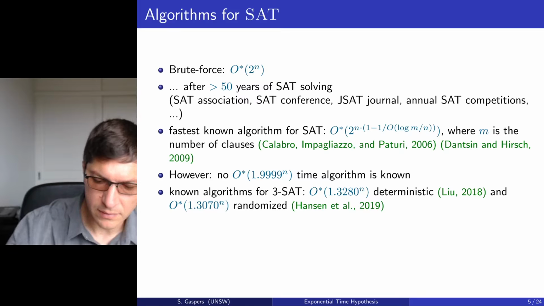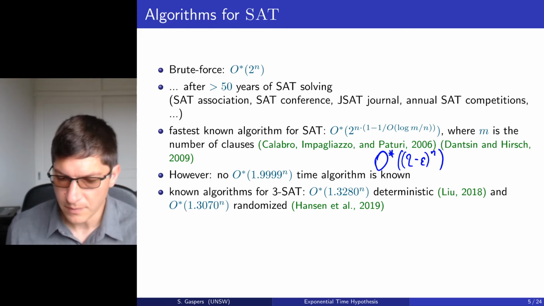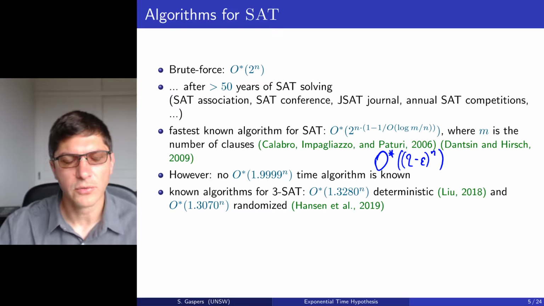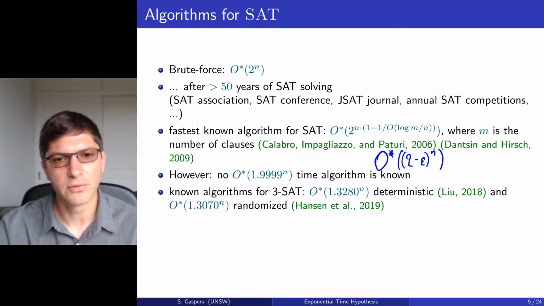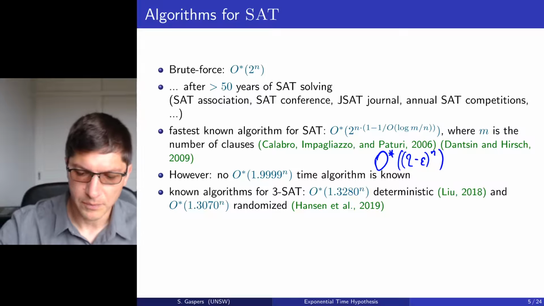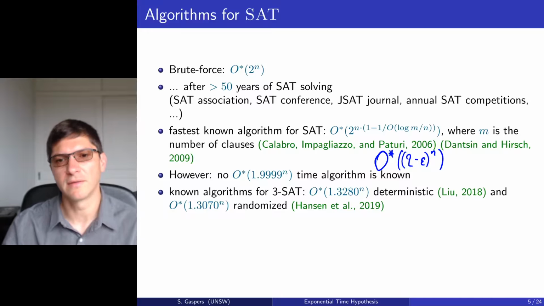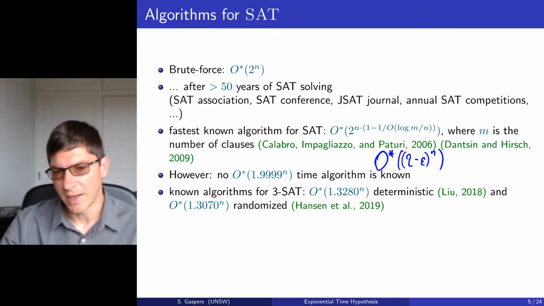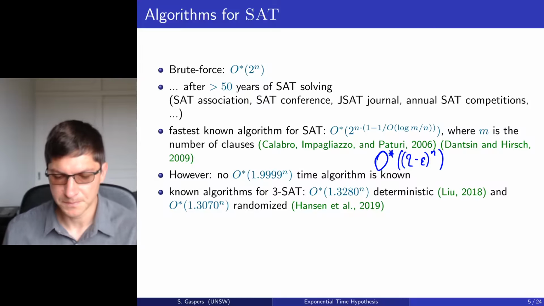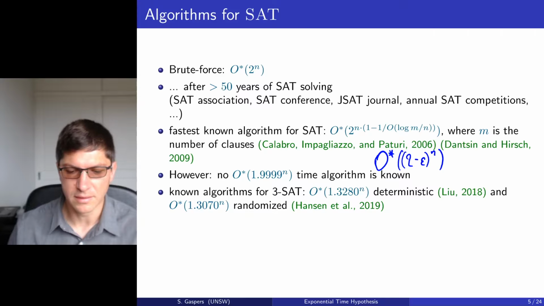And so if you look at this carefully, you'll notice that this is not even O star of 2 minus epsilon to the power n. For the satisfiability problem, of course, our number of clauses could be exponential in the number of variables. But the O star notation soaks up everything that's polynomial in the instance size, so everything that's polynomial in the number of clauses as well. So this running time is not even 1.9999 to the power n.